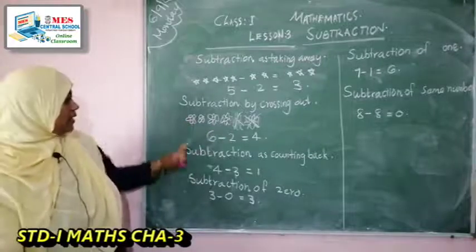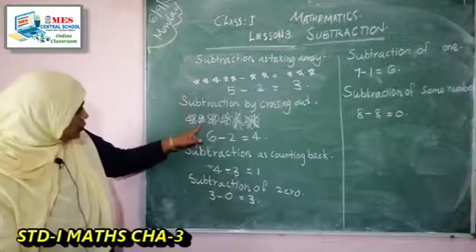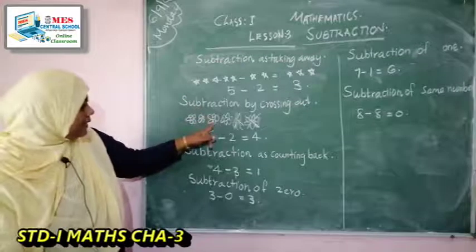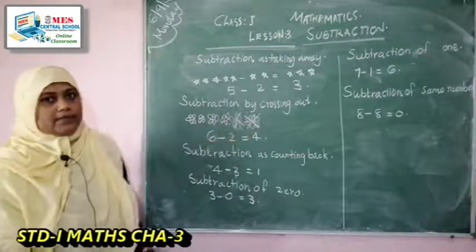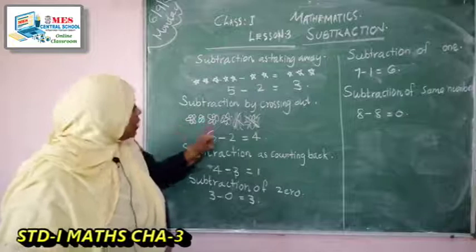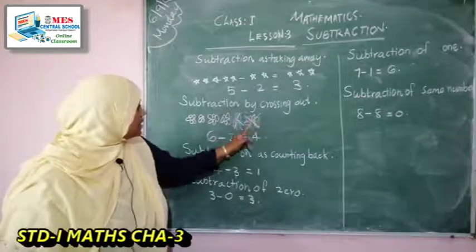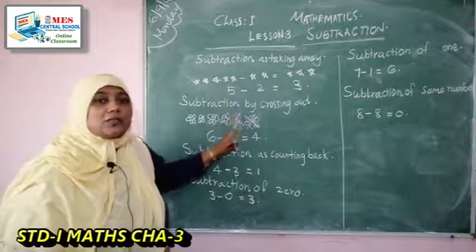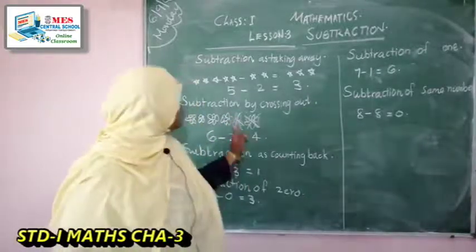How many flowers can we count? Count it. 1, then 2, then 3, 4, 5, 6. Okay, so you can see 6 flowers here in total. So how many are crossed out? The last one is crossed and the second last is also crossed. So how many crossed? 2 flowers are crossed out.